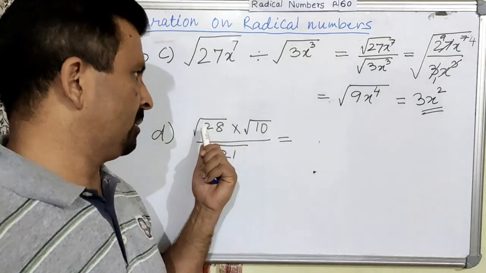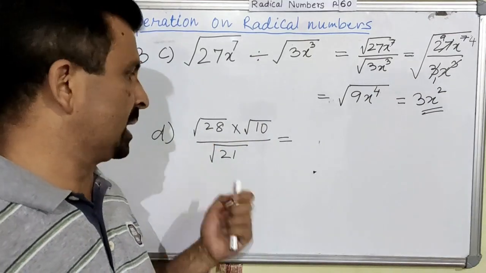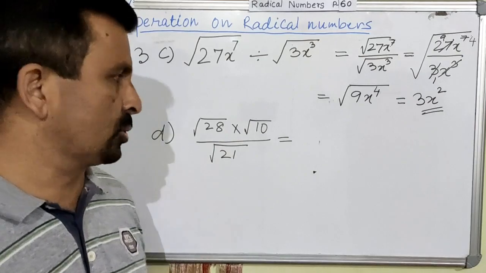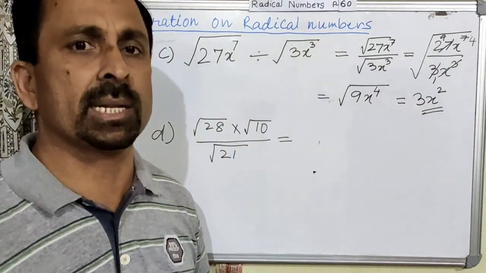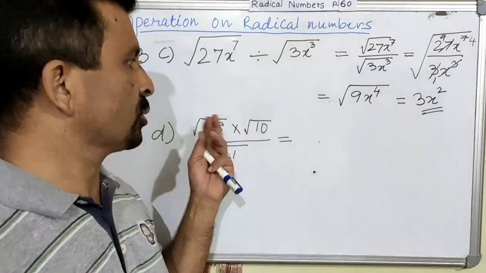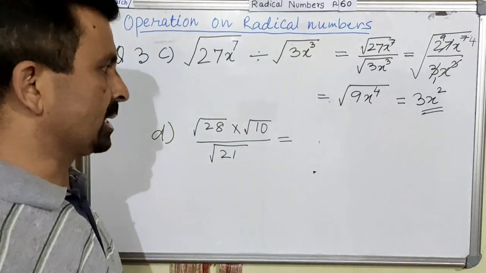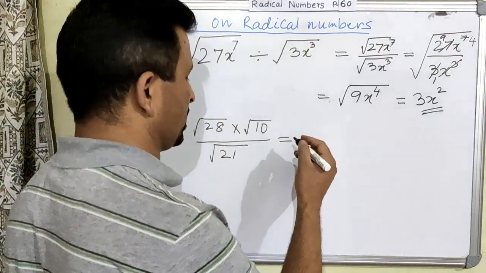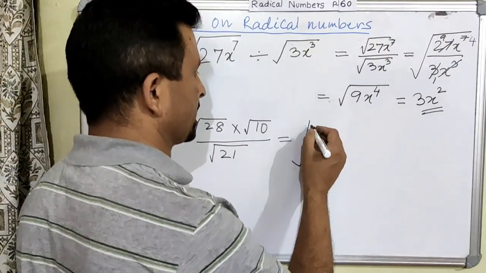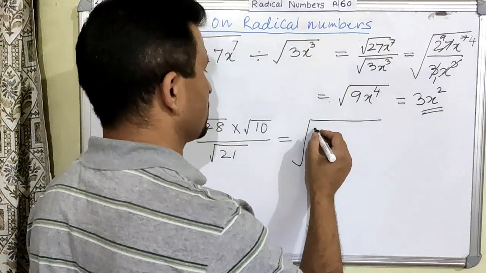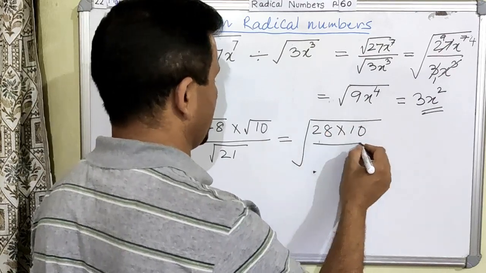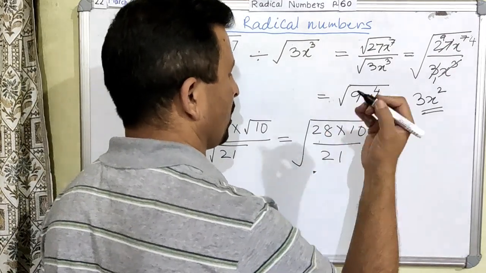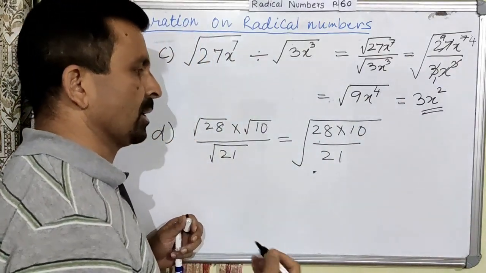Now here in the numerator there are 2 radical signs, denominator also there is 1 radical sign. So all together in this question there are 3 radical signs and all the 3 radical signs are same. So why to have so many radical signs? Now let us have one common radical sign for all the 3 terms and we can have this as 28 into 10 divided by 21. And now we can simplify. Simplify and then see what we can get as the final answer.